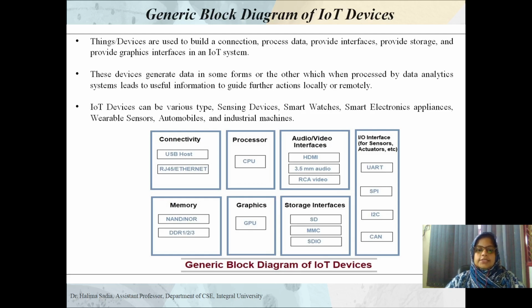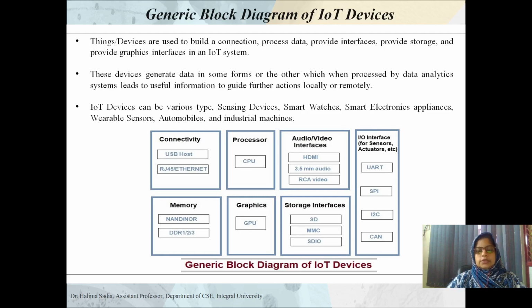Then we have RCA video. These RCA cables are specifically used to connect the audio and video components of a variety of devices. We can include television, gaming consoles, DVD players, VCRs, speakers and cable boxes.